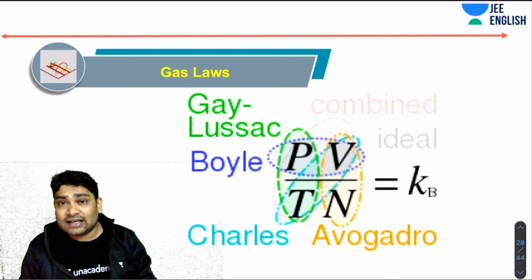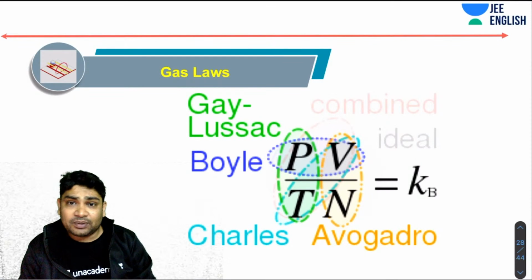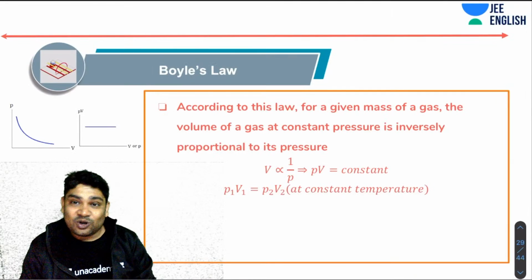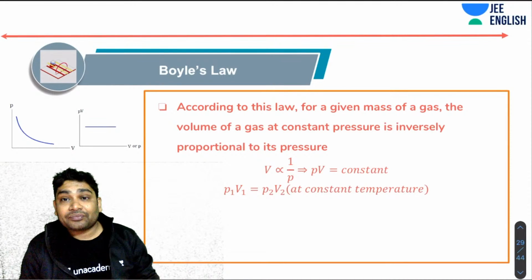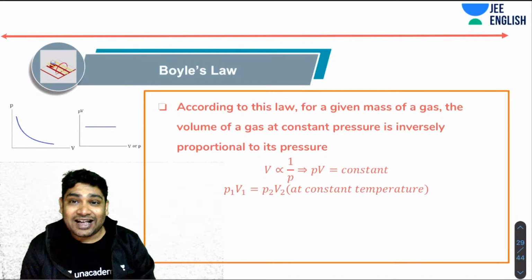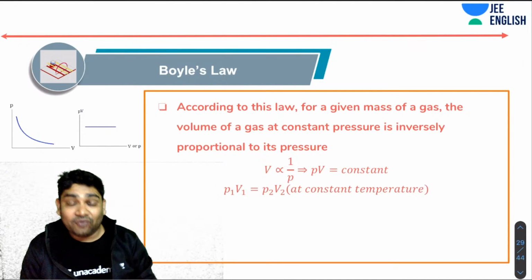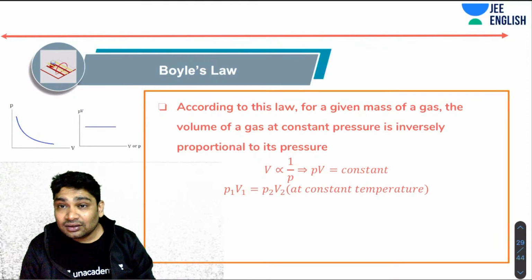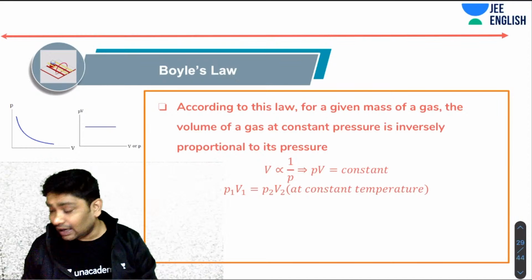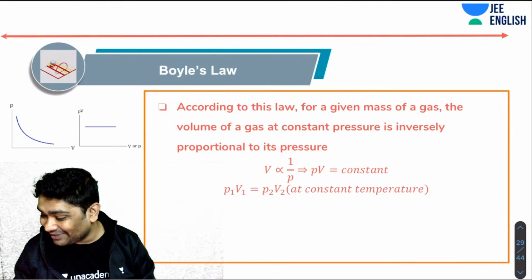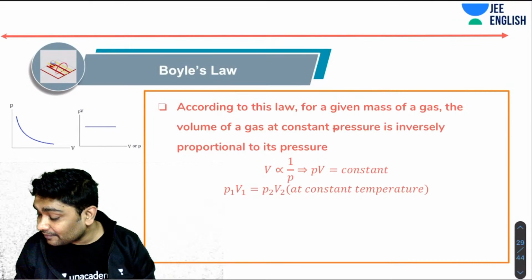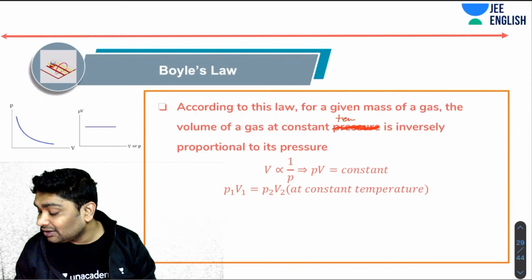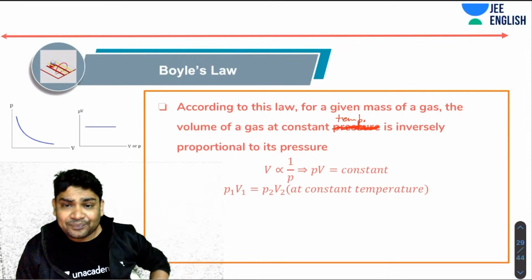Okay, so these were the gas laws which were formed by a lot of experimentation. So you had Boyle's law. Boyle's law essentially says that for a given mass of gas at constant temperature, the volume of the gas is inversely proportional to the pressure. That is what Boyle's law is. P is inversely proportional to V at a constant temperature.